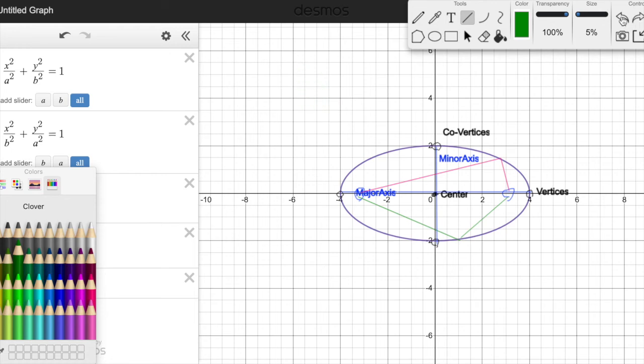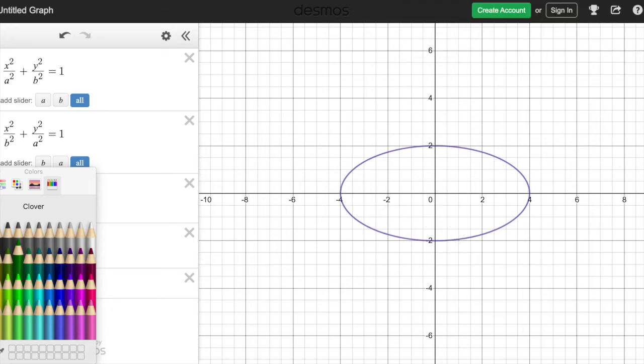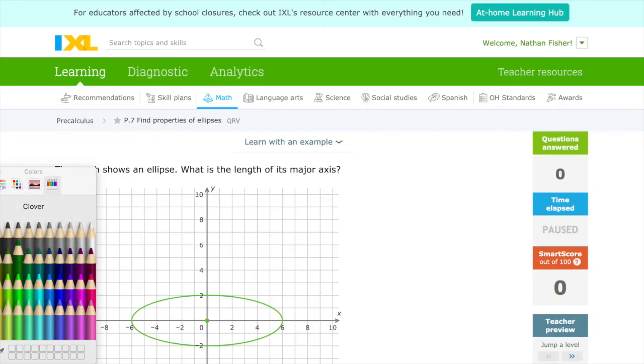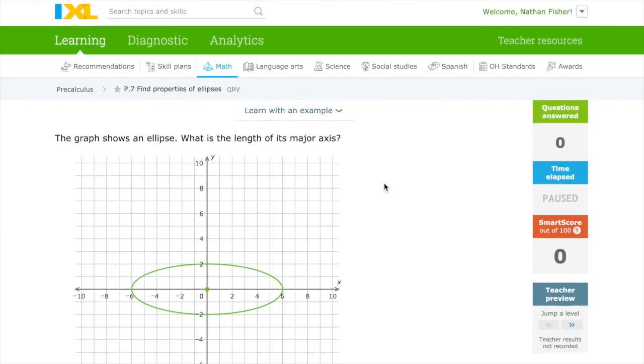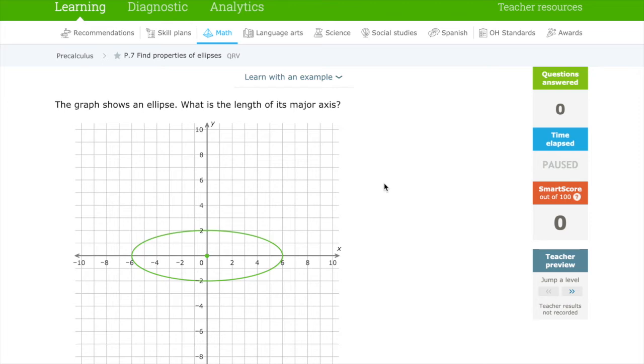Okay, so that's a quick intro to what we're looking at for ellipses. So let's go to the IXL now. So I'm going to clear all this off. Remember, you can look back through this. Let's close this for a second. And now we're on IXL. The one we're going to be talking about now is P7. Go ahead and start that. Find properties of the ellipse.